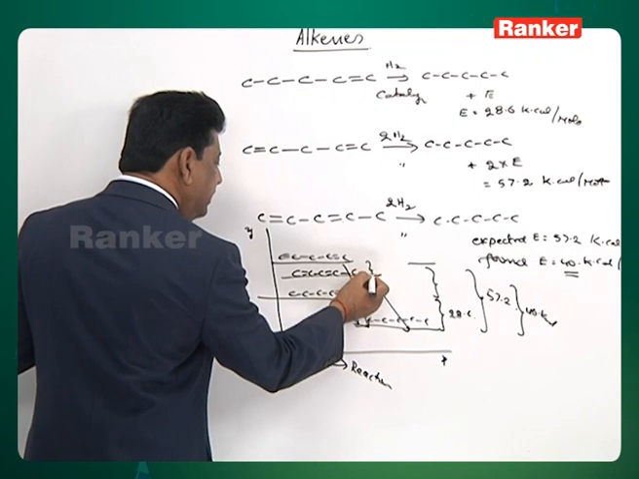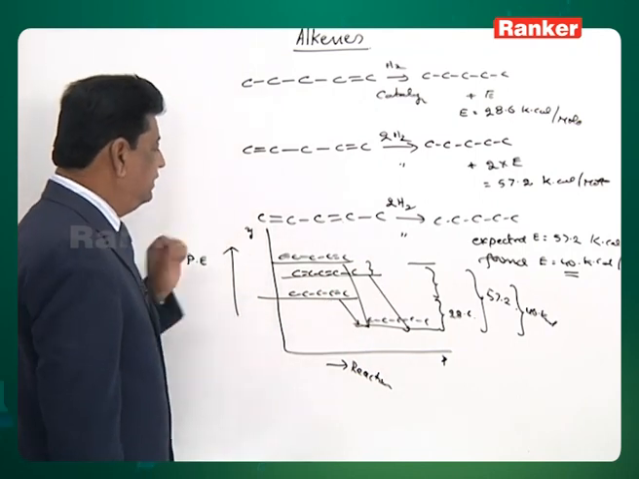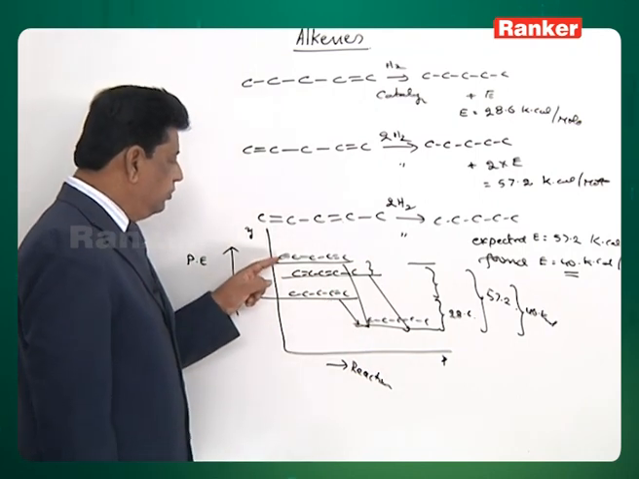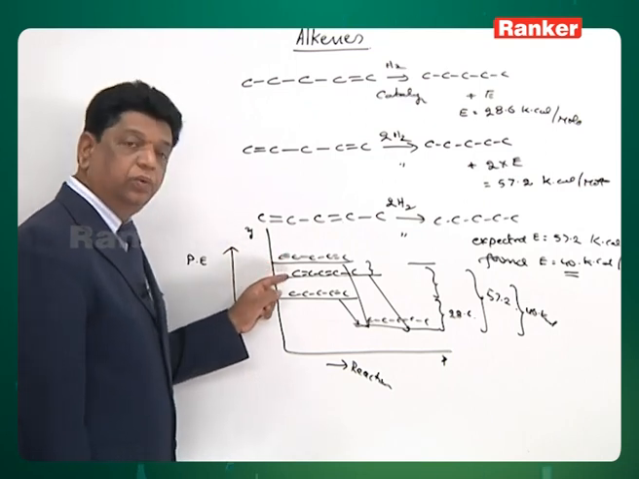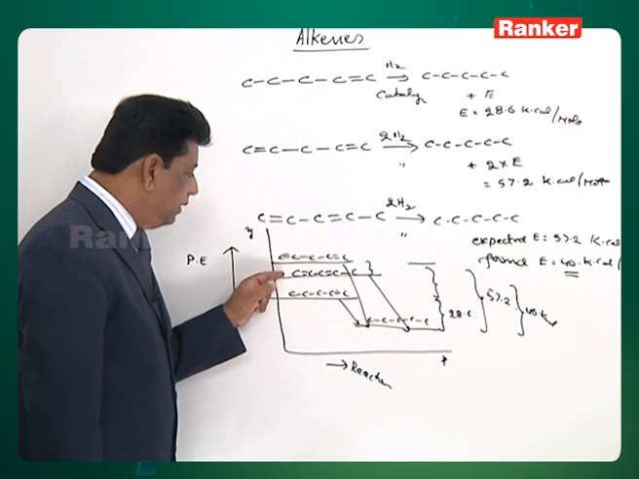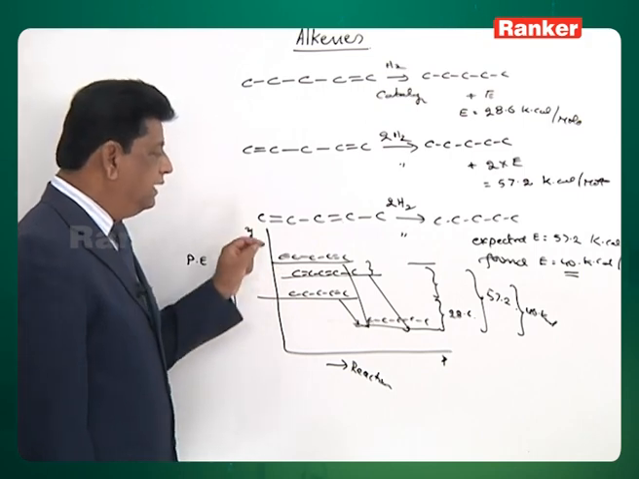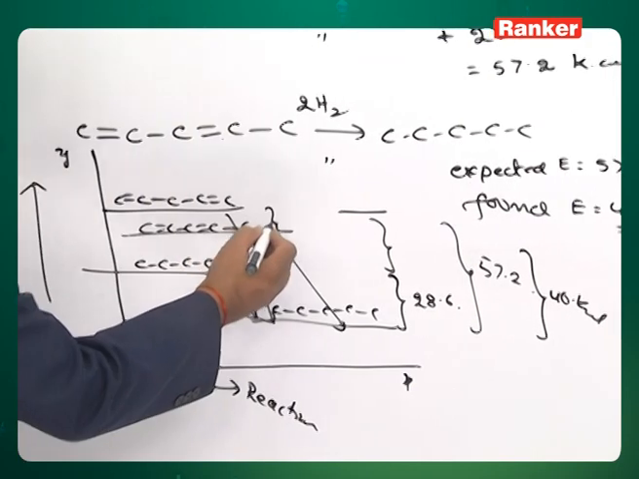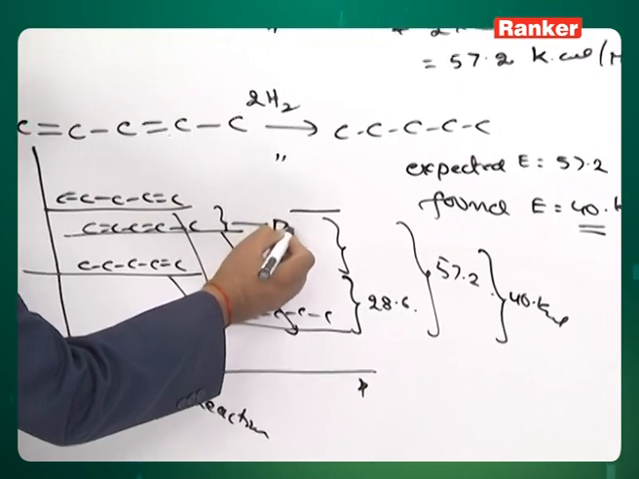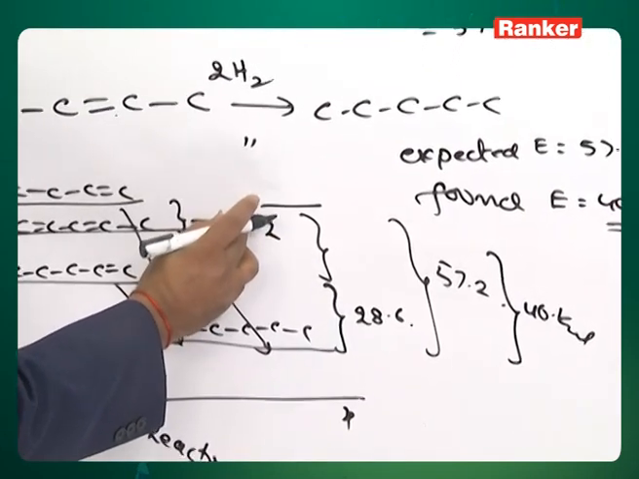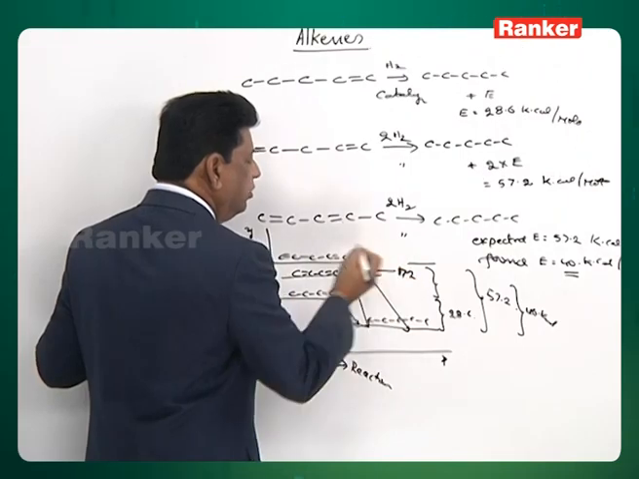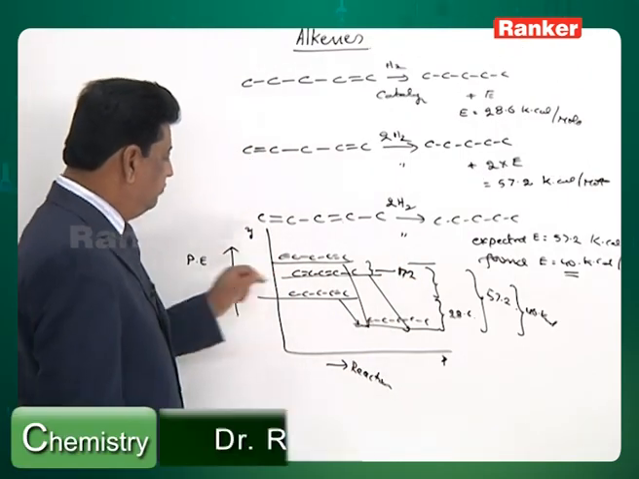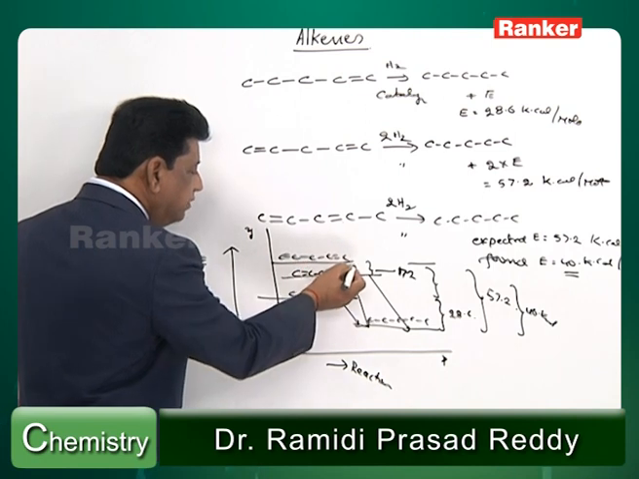What about this decrease here? Why it is decreased means it is also supposed to have that much potential energy, but because of stabilization through the resonance, 17.2 kilocalories, it is decreased. The difference is nothing but the 17.2 kilocalories per mole, released when the molecule undergoes resonance. From here to here it is the resonance energy.